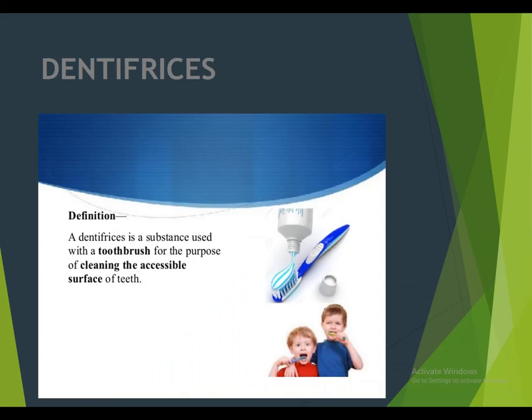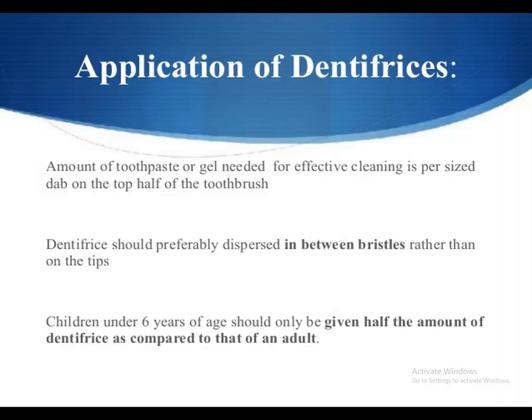Next is dentifrice. A dentifrice is a substance used with a toothbrush for the purpose of cleaning the accessible surfaces of teeth. Application of dentifrices: the amount of toothpaste or gel needed for effective cleaning is small. Dab on the top half of the toothbrush. Dentifrice should preferably be dispersed in between the bristles rather than on the tips. Children under 6 years of age should only be given half the amount of dentifrice as compared to that of an adult.